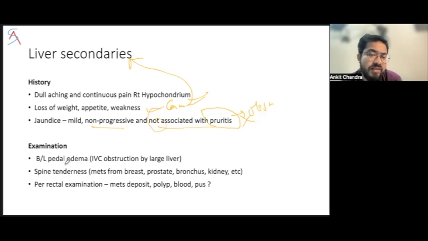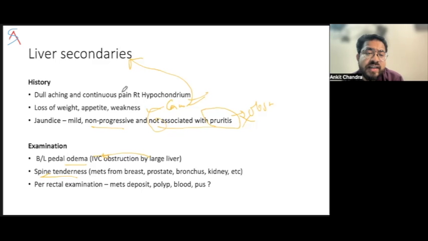In the examination, you might find pedal edema if the large liver is obstructing the IVC, inferior vena cava. There might be spine tenderness if there is a metastasis from the breast. In males it could be from the prostate, or from the bronchus, kidney and other organs; mets can also go to the spine. In the per rectal examination, you might find a metastatic deposit in the pouch of Douglas. If you find polyps, you can think of a colon-related malignancy. Blood and pus could be due to any rectal or colonic malignancy.